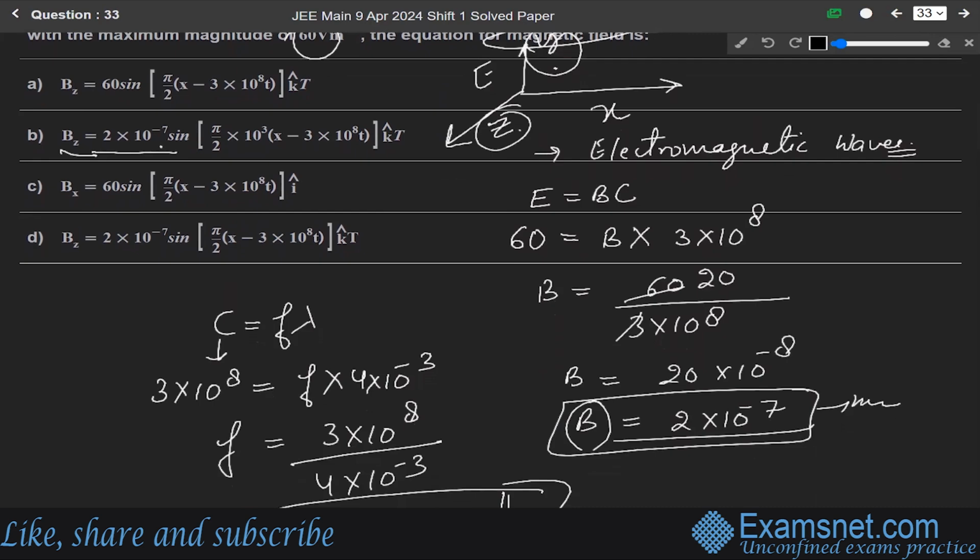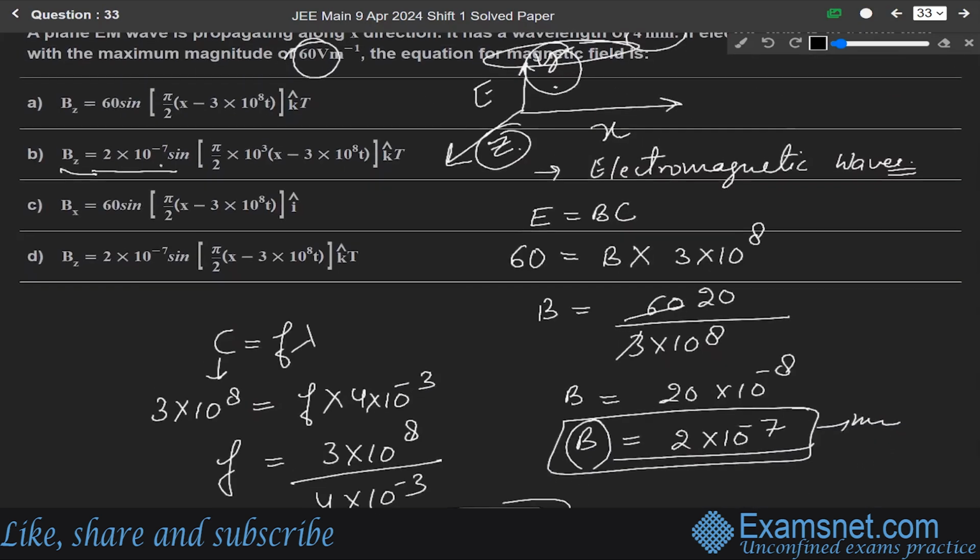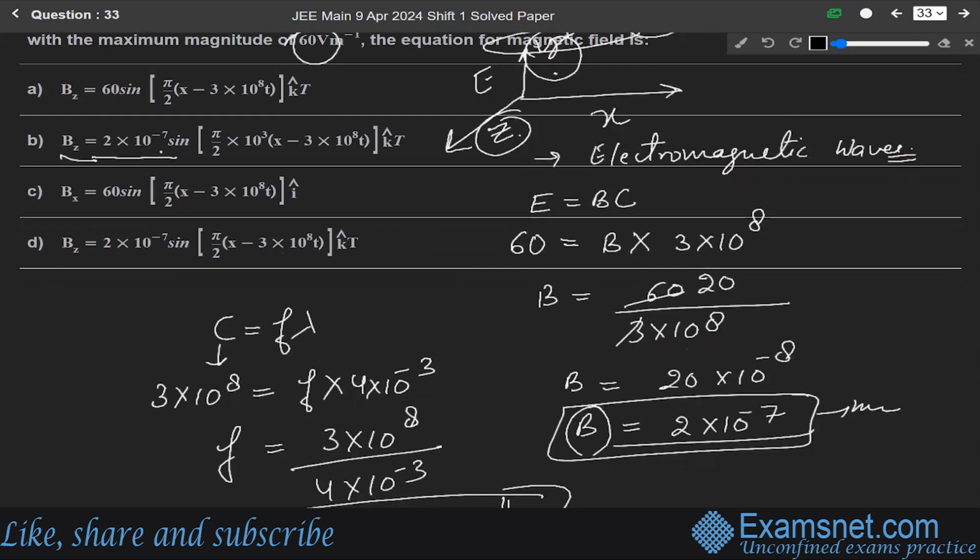Omega t means omega is this 3 by 2 pi into 10 to the power 11. And if we are taking pi by 2 common from here, it will be minus 3 into 10 to the power 8 kt. Yeah, the second option is the correct answer.